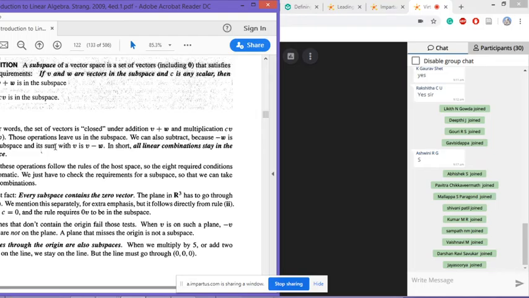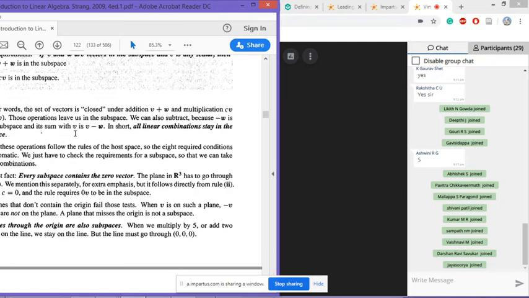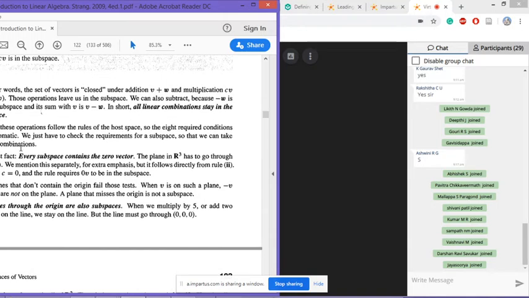But when we subtract V minus W, what will happen? We can also subtract, because minus W is also in the subspace and its sum with V is V minus W, so it remains in the same subspace. So all linear combinations stay in the subspace.